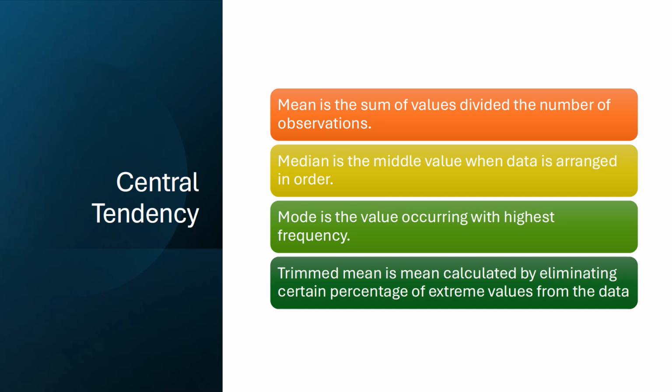Sometimes some values or a specific value in the data occurs in disproportionate frequency, then we use mode. Mode is the value occurring with the highest frequency.